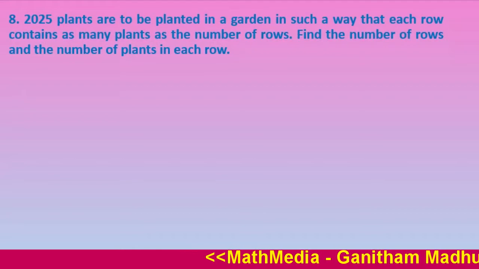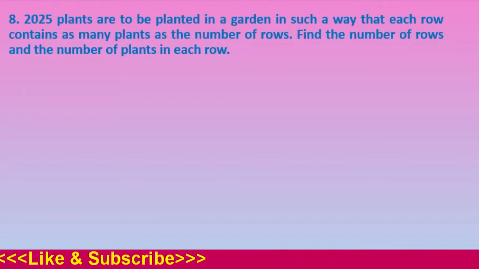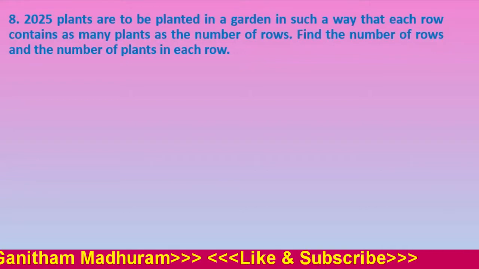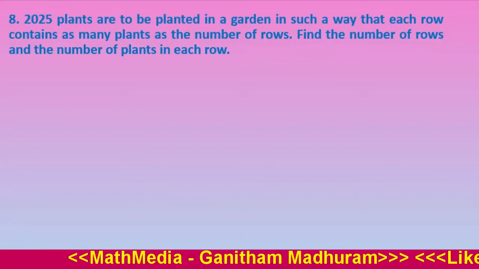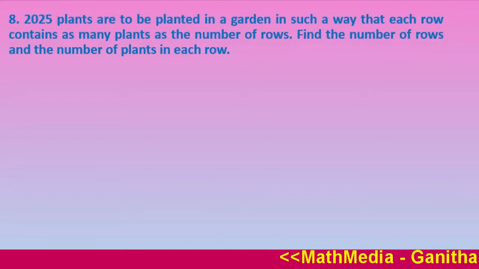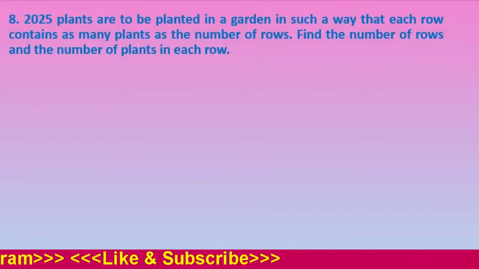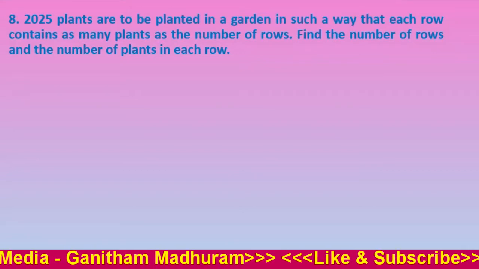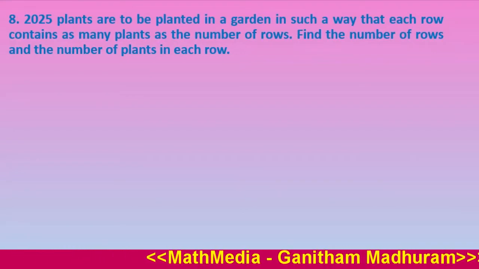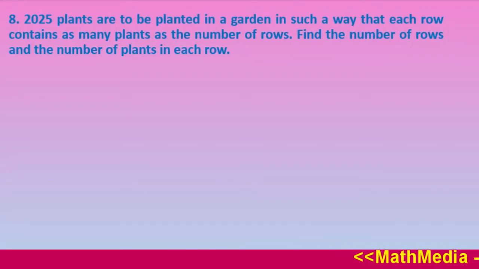Next is question number 8. 2025 plants are to be planted in a garden in such a way that each row contains as many plants as the number of rows. Find the number of rows and the number of plants in each row.